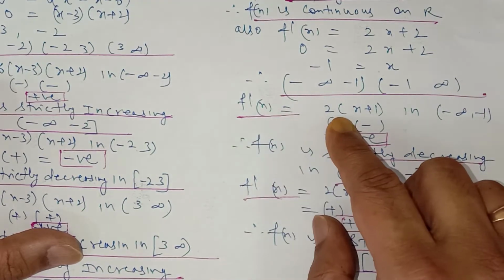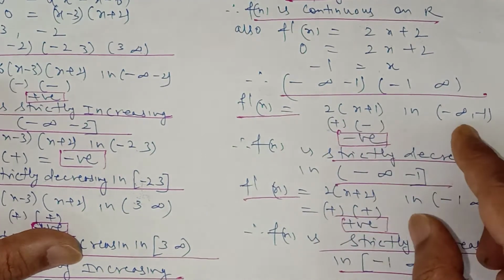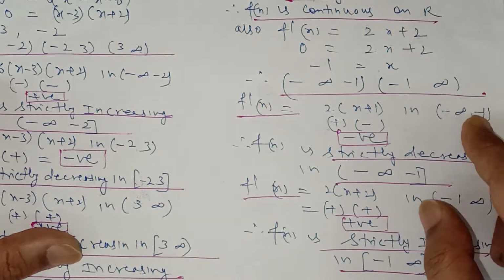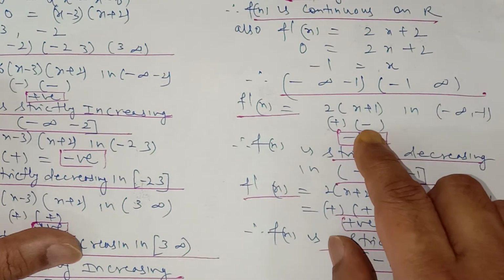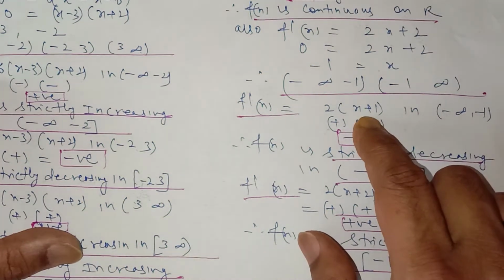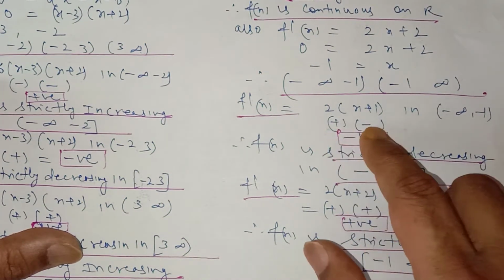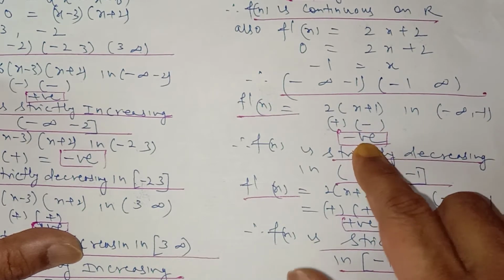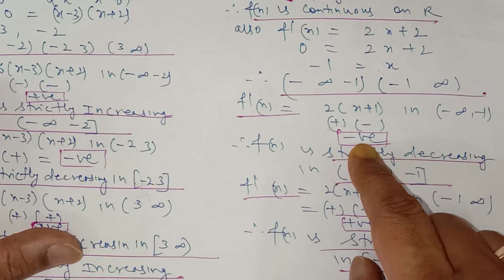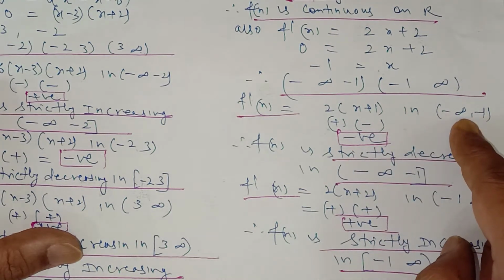So its first derivative is 2(x + 1). In the interval minus infinity to -1 I am checking. Take any value between it, put it in this bracket, it will be negative. Let us consider the value of x as -3. This bracket will be negative, so plus into minus will be minus. So the first derivative is negative. It means f(x) is strictly decreasing in this interval.